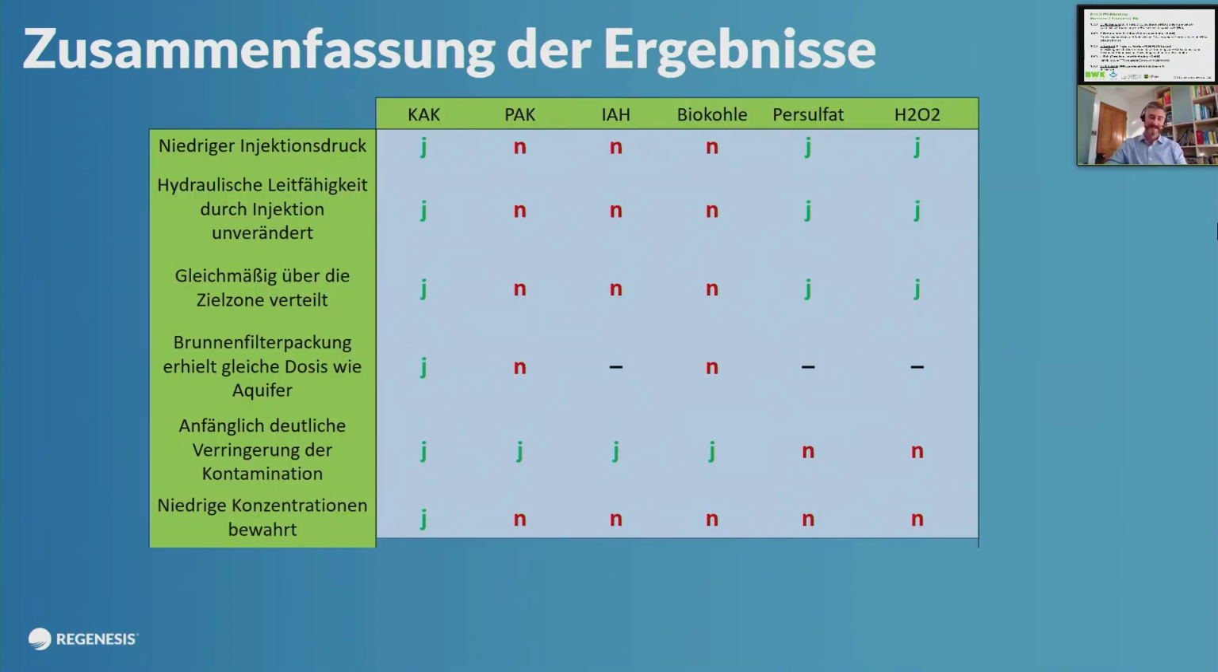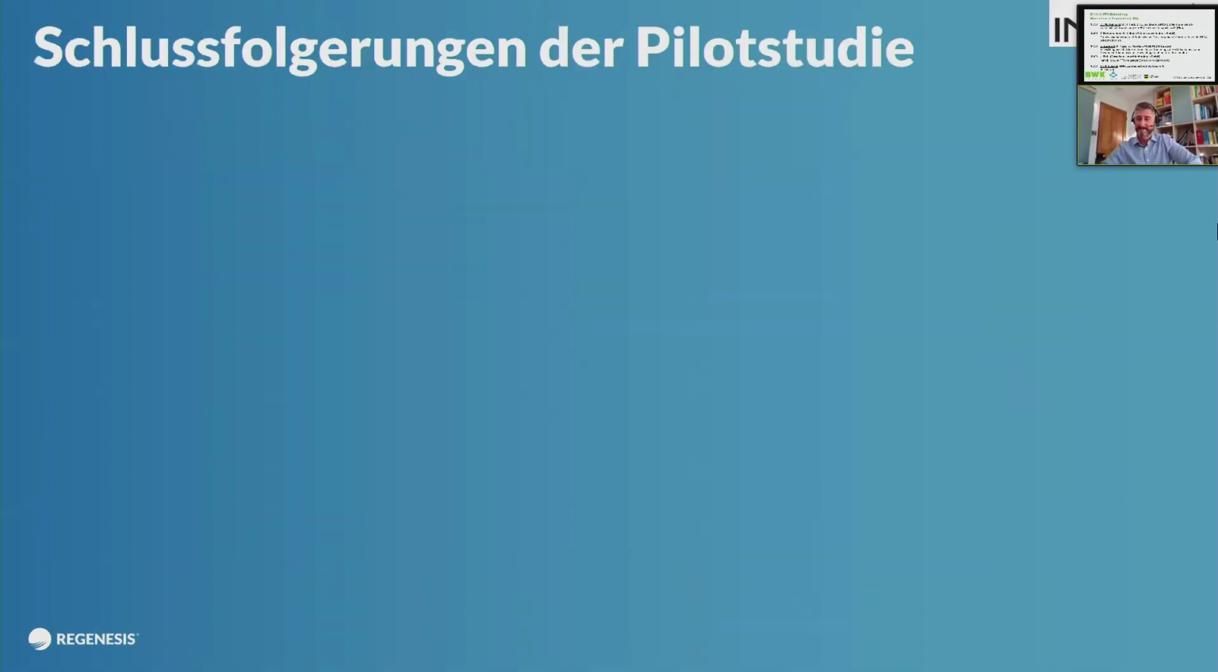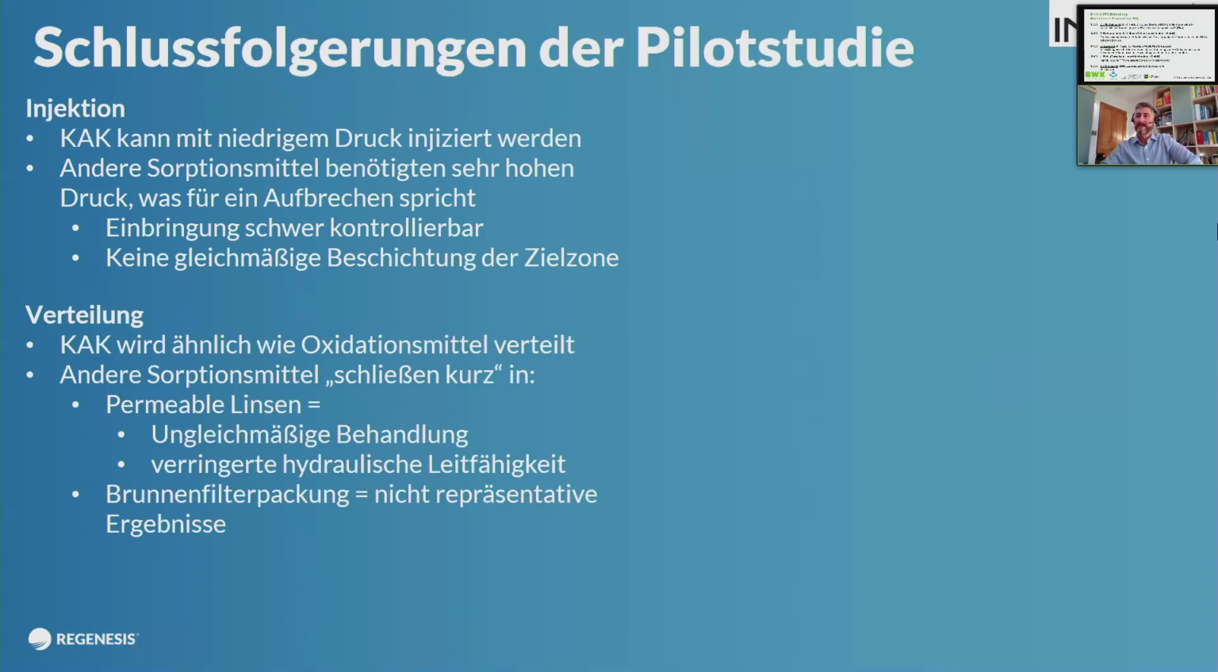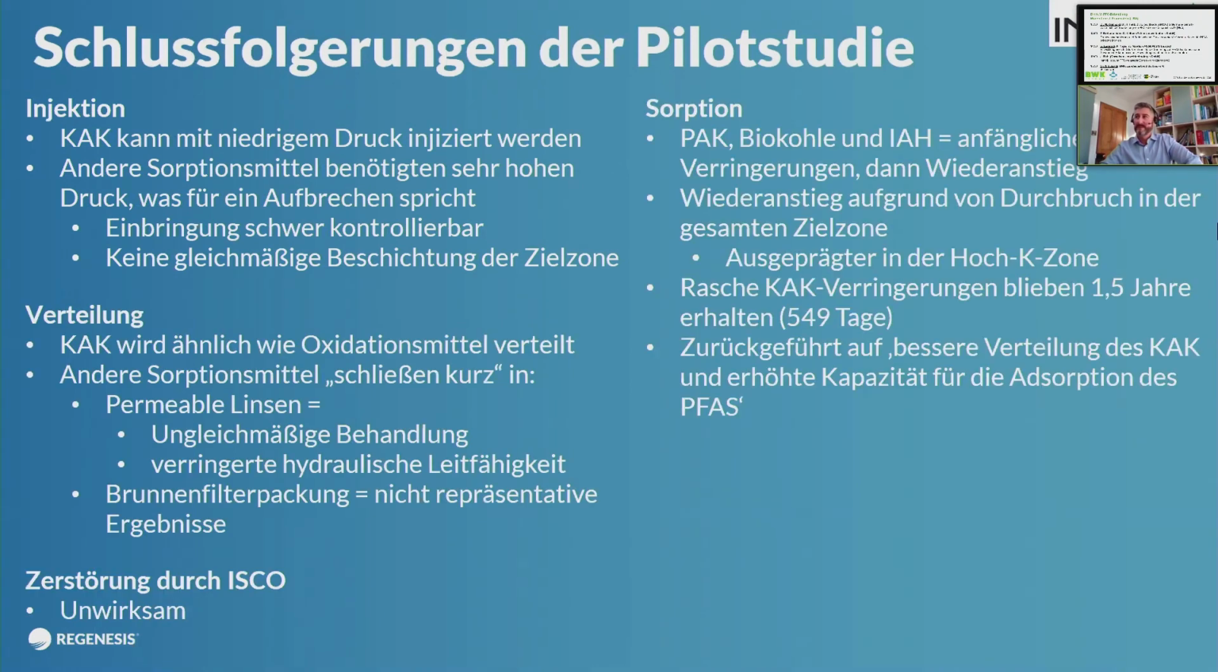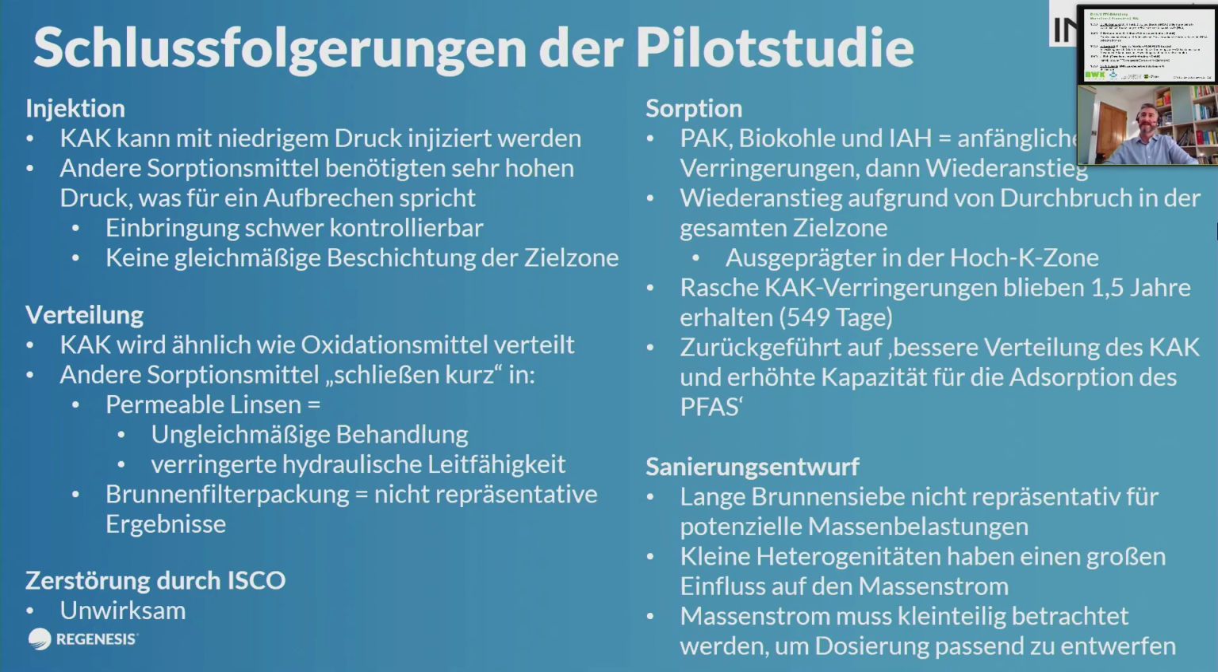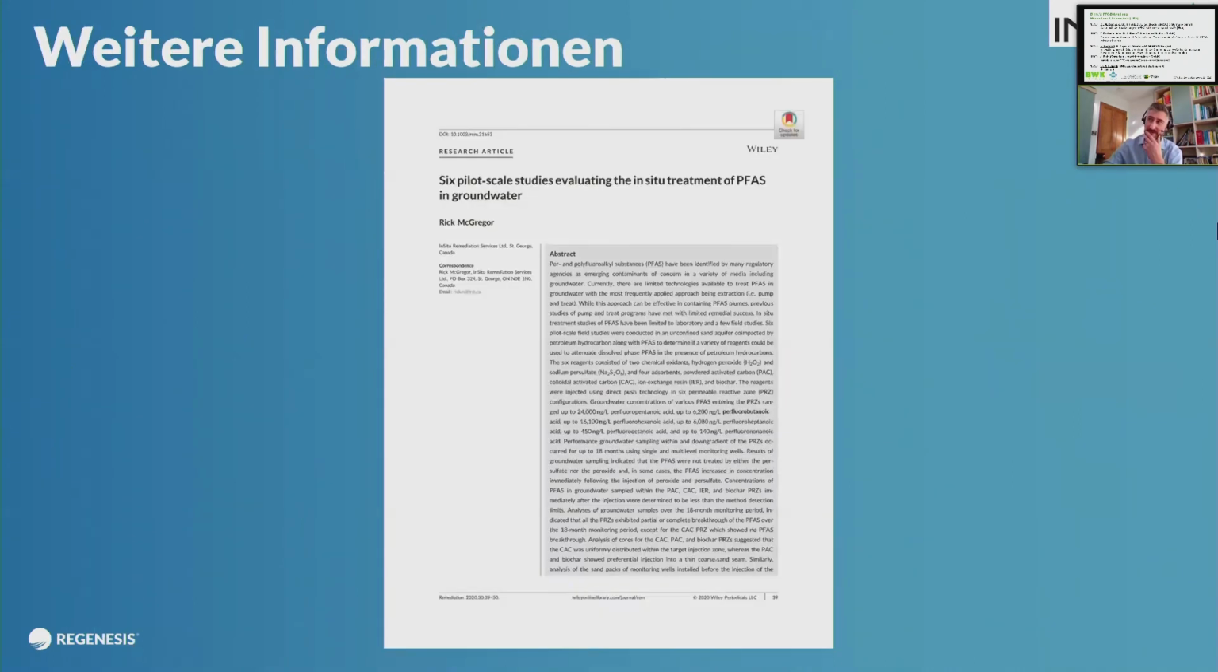So here you can see that the colloidal activated carbon distributes well and you get good treatment. The chemical oxidants distribute well but don't treat very well. The other sorptive materials don't inject very well, don't distribute very well. They get an initial result, but then they get rebound, basically. So basically that is in words what I've just gone through on that table. So I'll fast forward through that.